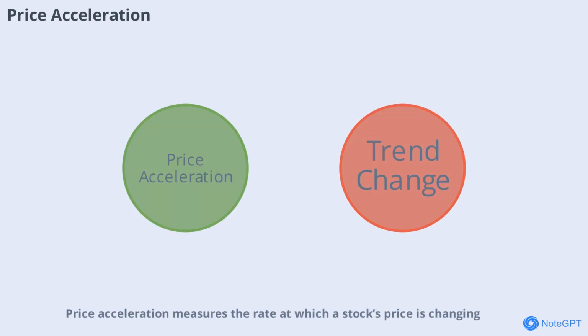Price acceleration measures the rate at which a stock's price is changing. For ARRT, the value is minus 0.063, indicating a deceleration in price movement. This negative acceleration aligns with the broader bearish trend and suggests that the downward momentum may be slowing but not yet reversing. Monitoring this indicator can help traders anticipate potential changes in trend direction.